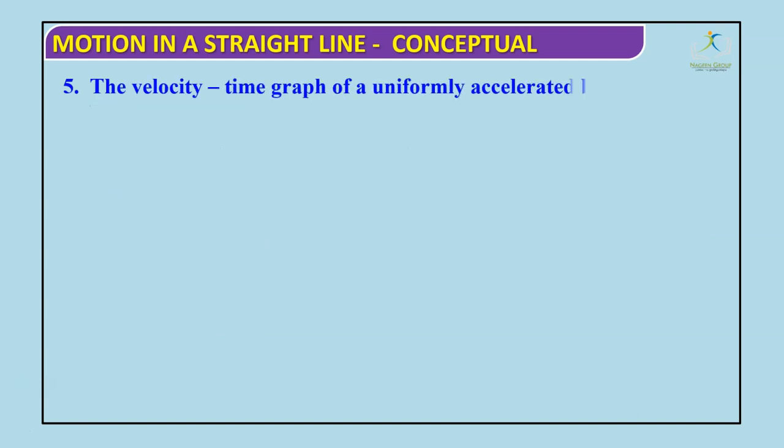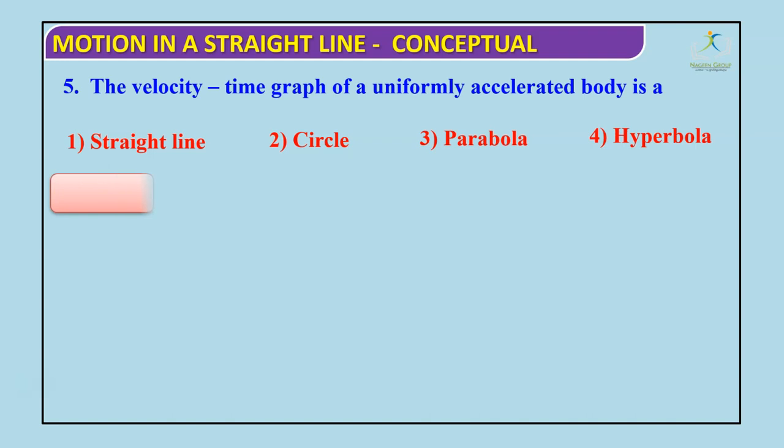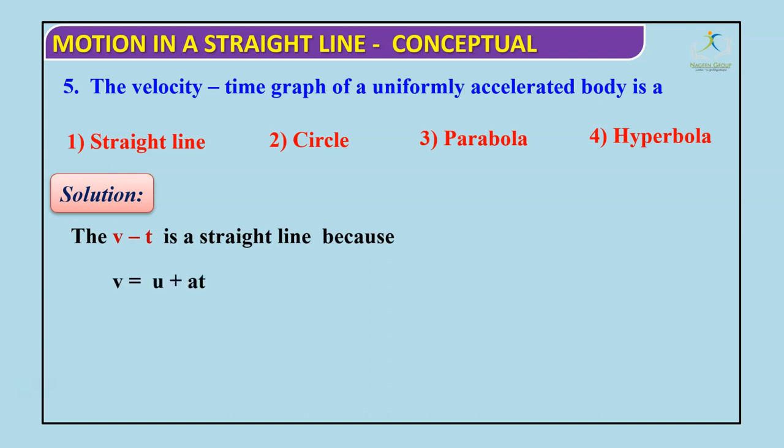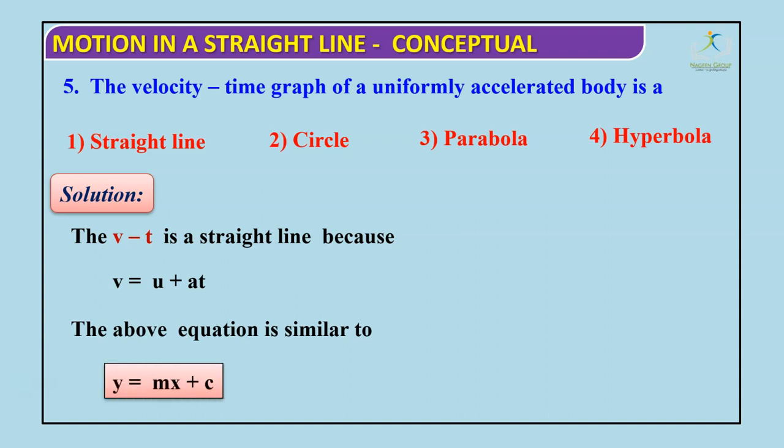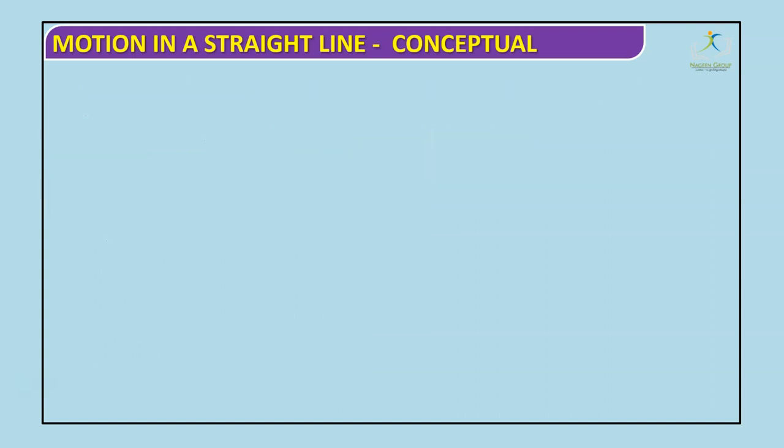The velocity time graph of a uniformly accelerated body is a straight line, circle, parabola, or hyperbola. Let's move to the solution part. The v-t graph is a straight line because v is equal to u plus at. The above equation is similar to y is equal to mx plus b. Hence we can say that the correct option is option 1.